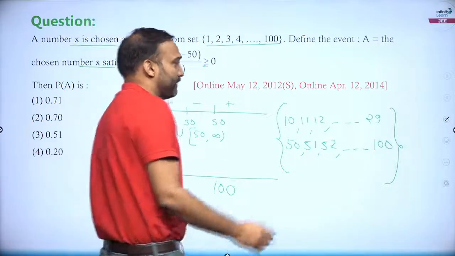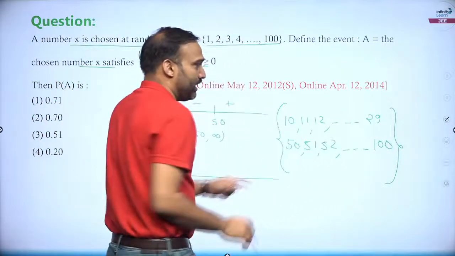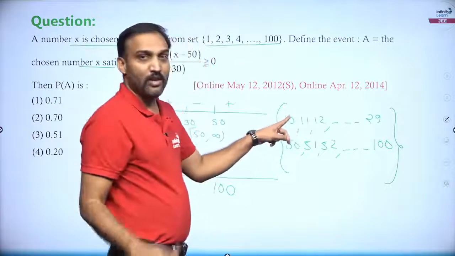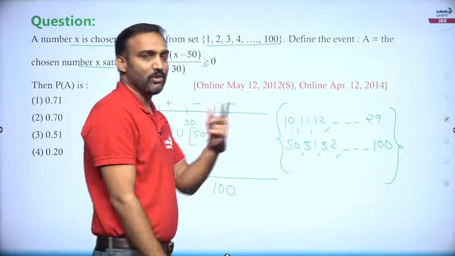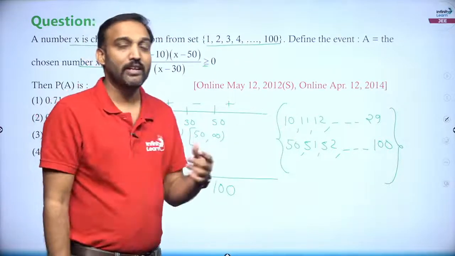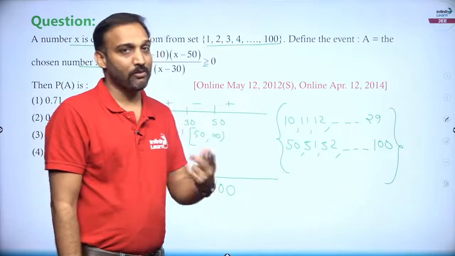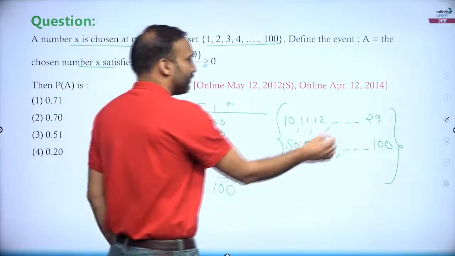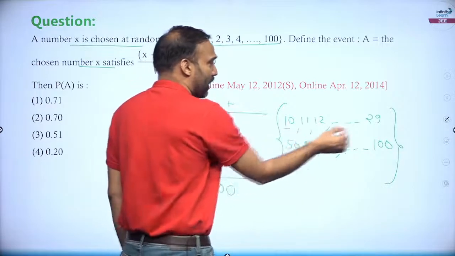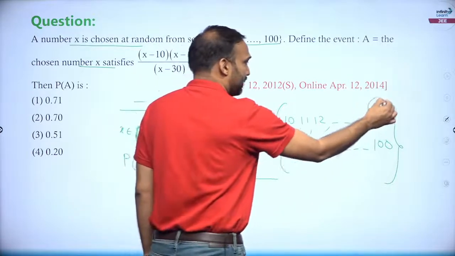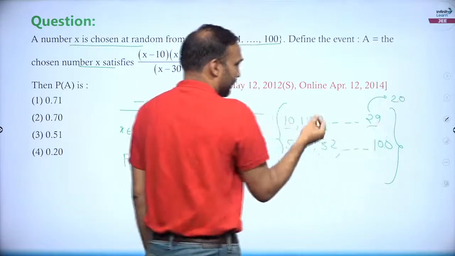Now how to count them? I will take the difference. When you take the difference, one of the ends will not be counted. If you have to count both the ends, you have to add 1. If you don't have to count the ends, you have to subtract 1. So if I take the difference, it becomes 19, but I have to count both of them. So I will add 1. So there are 20 numbers written over here.